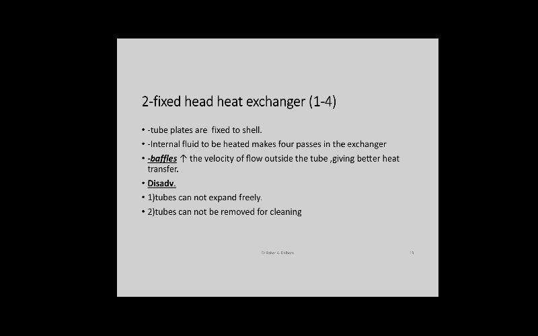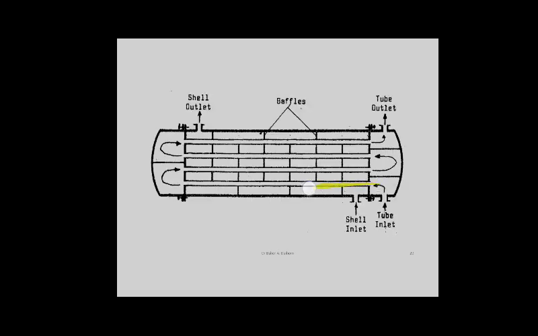Number two, fixed heat exchanger 1-4. There are baffles to increase the velocity of flow outside the tube, giving better heat transfer. Disadvantage: tubes can't be expanded freely. Tubes can't be removed for cleaning like this. We elongate the path of the liquid to be more efficiently heated.